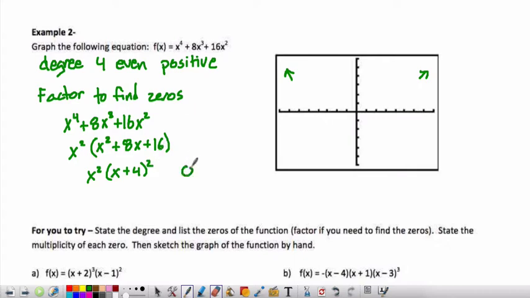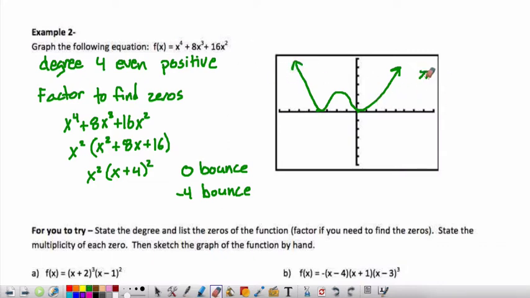I have a 0 that is going to bounce. And I have a -4 that is also going to bounce. So it's 0 and -1, 2, 3, 4. And you don't have to connect with this. You could erase that if you wanted. But you're going to come down, bounce, bounce, and go back up. Bounce, bounce, and up. And that just reminds us where we're starting, and hopefully we end up where we should end up.